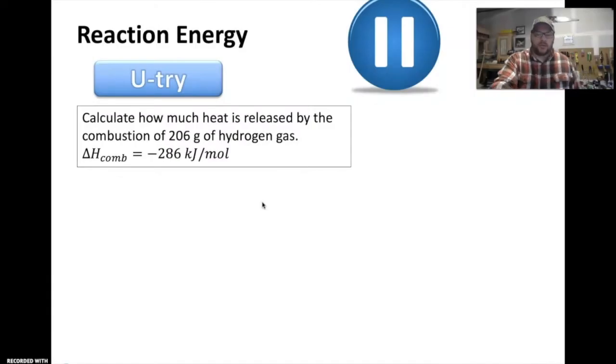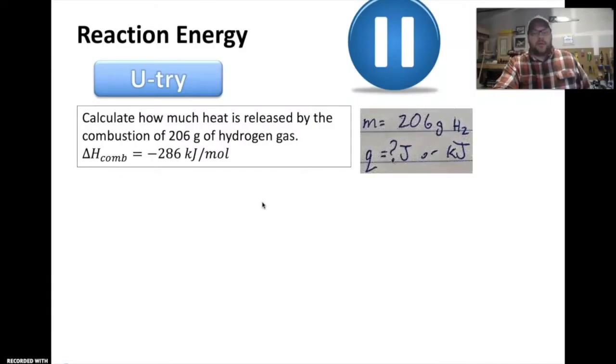Okay, back with the solution here. We need to write down what we know and need to know. So 206 grams of hydrogen were given to us. We also know the heat of combustion here. It's written right here, so I didn't rewrite it. And we want to know Q.